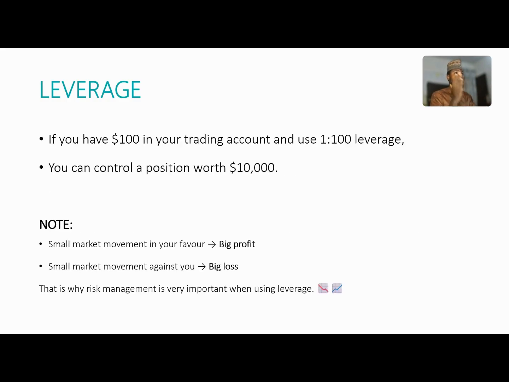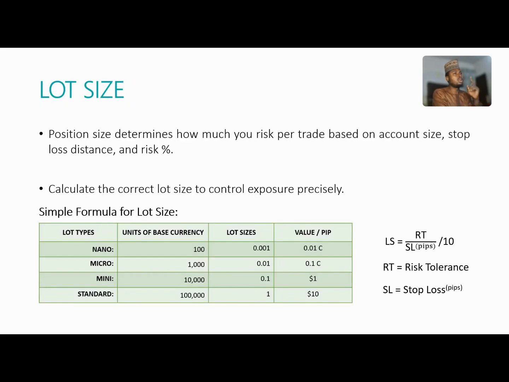Still on leverage. If you have, for example, $100 in your trading account and use 1 to 100 leverage, you can control a position worth $10,000. Yes. So a small market movement in your favor means big profit. A small market movement against you means big loss. That is why risk management is very important when using leverage. So how are we going to use this leverage? By using what we call lot size.